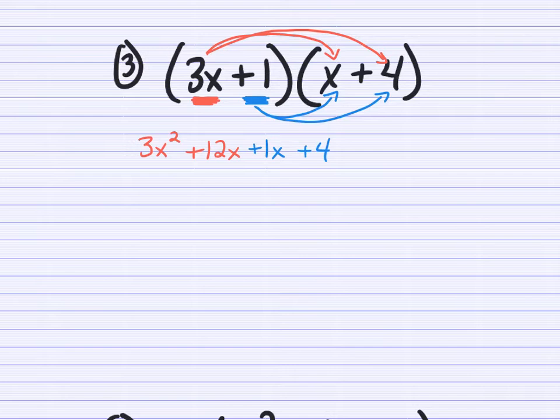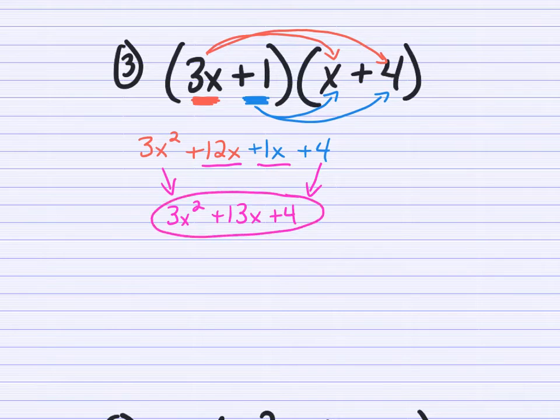Now the thing about doing it like this is we always have to check our answer to see if there's any like terms. And if you look right here, we do have like terms. So I'm going to bring my 3x squared down because there are no other x squareds. My 12x and my 1x combine to give me 13x. And my plus 4, there's no other numbers by themselves without any variables, so I'm just going to bring it down and say plus 4. And this is my answer, simplified using the distributive property twice, otherwise known as FOIL.